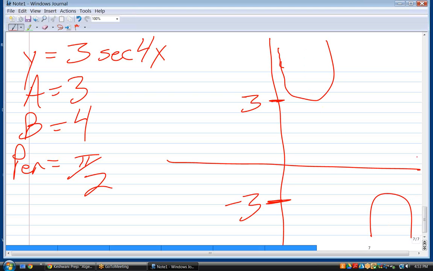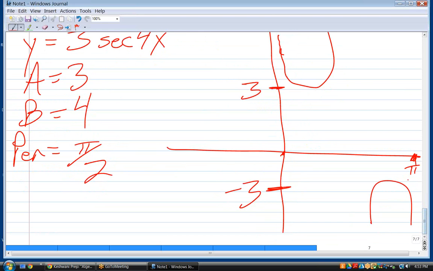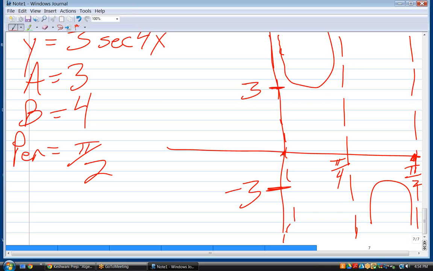Now the only thing left is to put the period on it. What's that right there? In other words, from beginning to end is how far? That's pi over 2. Okay, so we'll just label that pi over 2. And the only other key point is that middle vertical asymptote, which is at pi over 4. Of course, you have another one right there. And you have one on the y-axis.